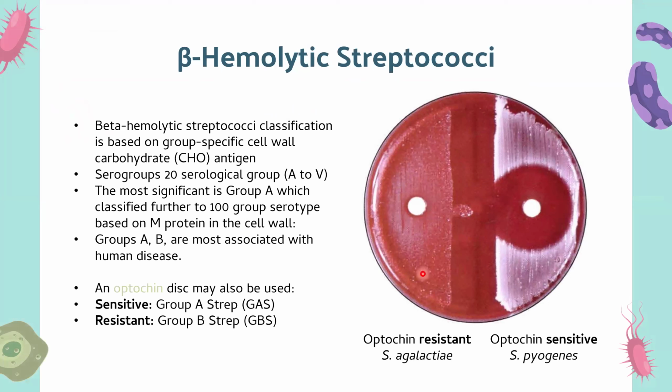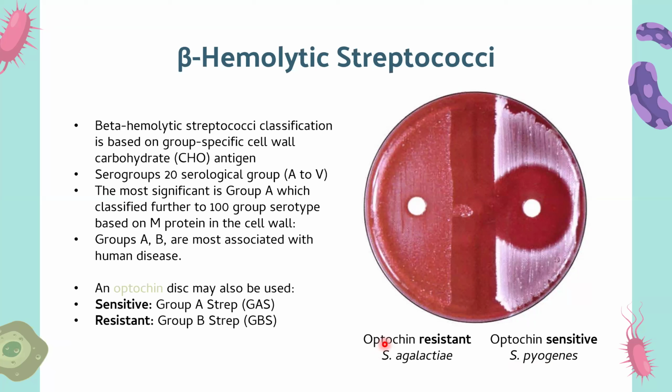Sorry about that. A bacitracin test is going to do the exact same thing, where if it is positive or if it's sensitive, it's going to mean this is strep pyogenes, okay? If I have strep pyogenes, I can also classify it as group A strep or GAS. If it is bacitracin resistant, then this is going to be strep agalactiae or group B strep.